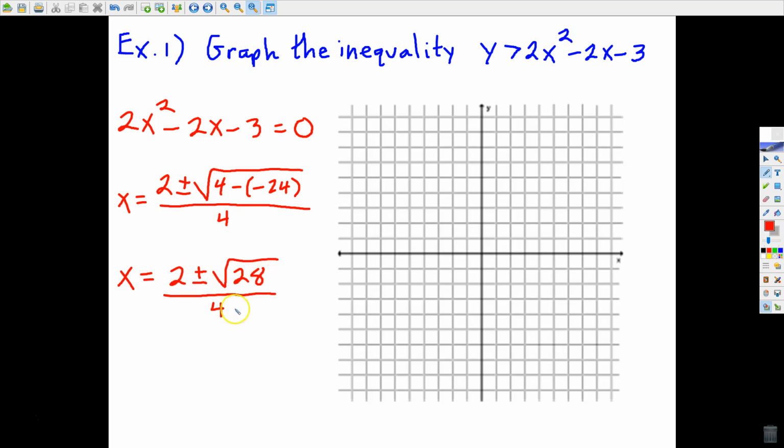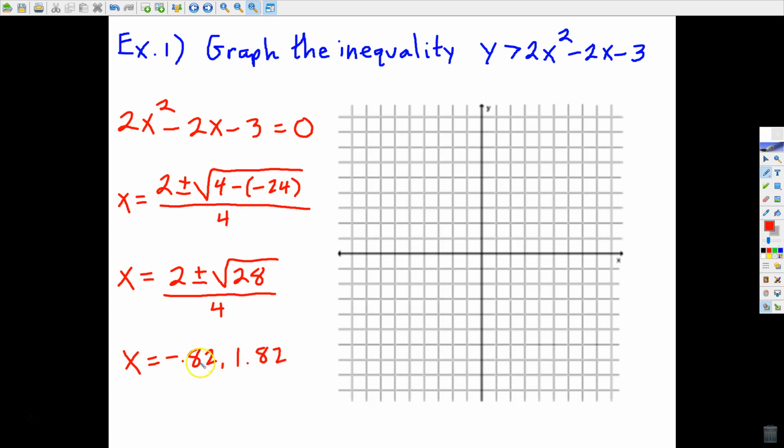2 plus root 28 divided by 4, somebody give me that, and then somebody give me 2 minus root 28, and that result divided by 4. So let me know when you get something. Carly, do you have 2 plus? Okay, that's fine. Negative 0.82, yeah. Okay. All right, that sounds good. And who has the other one? 1.82, is that right?